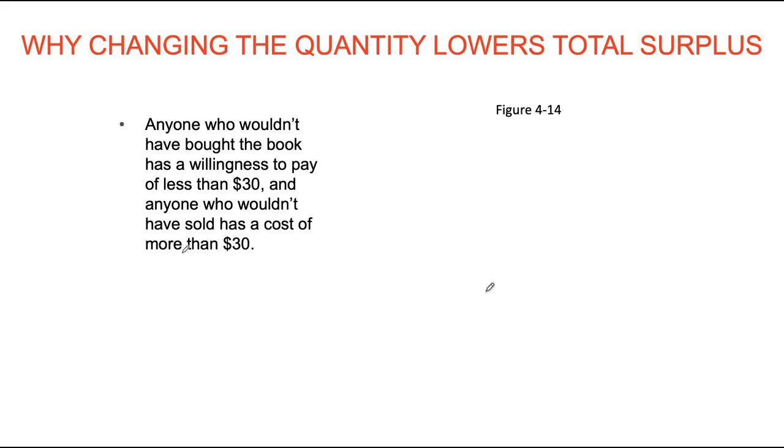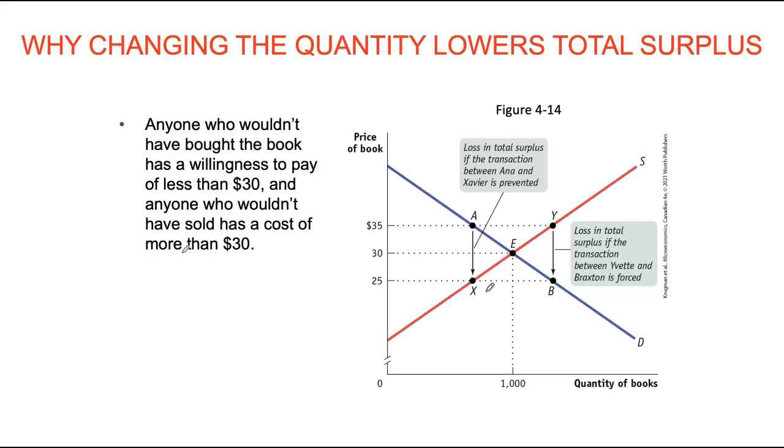So remember, at a price of 30, who buys the book? Anybody who's willing to pay a price of 30 or above. Who sells the book? Anybody who has a cost of 30 or lower. Right? That's the normal equilibrium outcome. And we are testing what happens if we force quantity exchanged either higher than that or lower than that. So let's say we restrict our sales at this particular level.